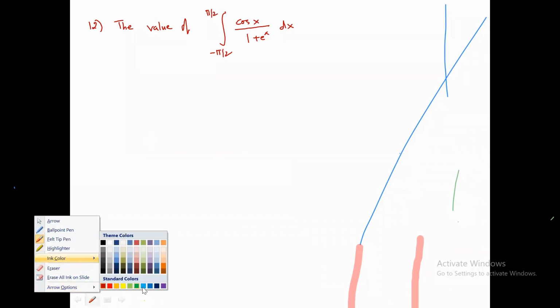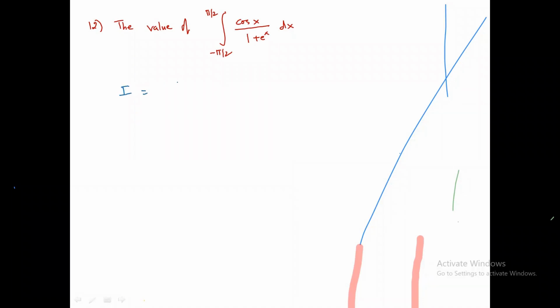We can go to question number 12. That is finding the value of the integral of cos x by 1 plus e power x dx from minus pi by 2 to pi by 2. This is again a definite integral. Again, I have to take the answer for this integral as I, because later on we will be using this I whenever I take I. So still I did not answer the question. I must find I. That is my aim.